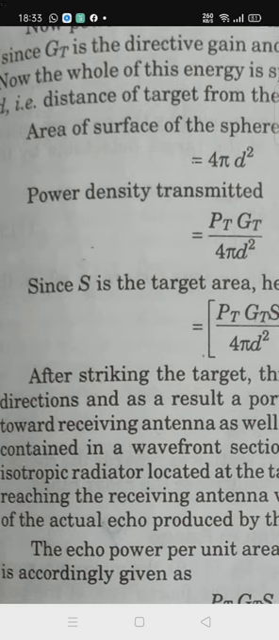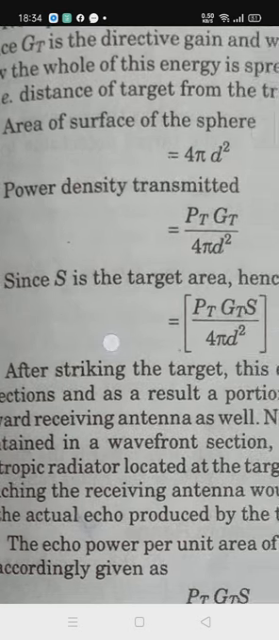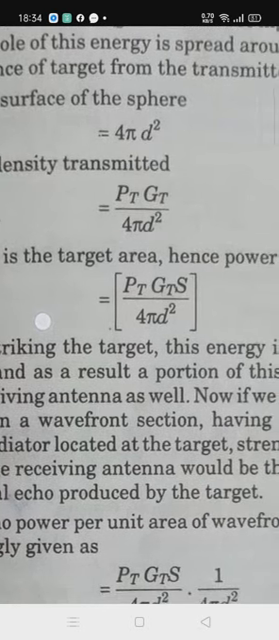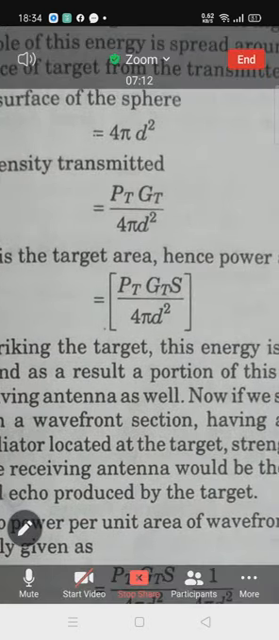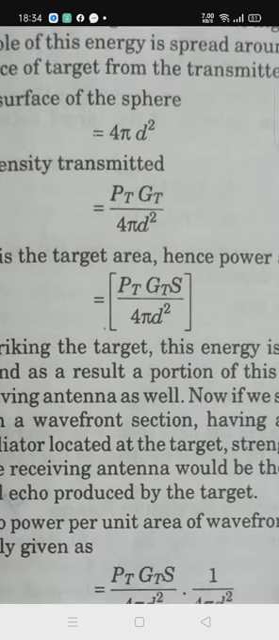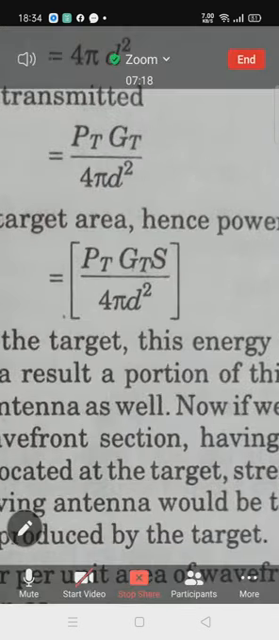So initially we found the power transmitted, then we found the area of the surface of the sphere, and from that we can find out the power density transmitted, that is PT GT divided by 4 pi d square. Now since capital S is the target area, the power at the target is equal to PT GT into S divided by 4 pi d square.